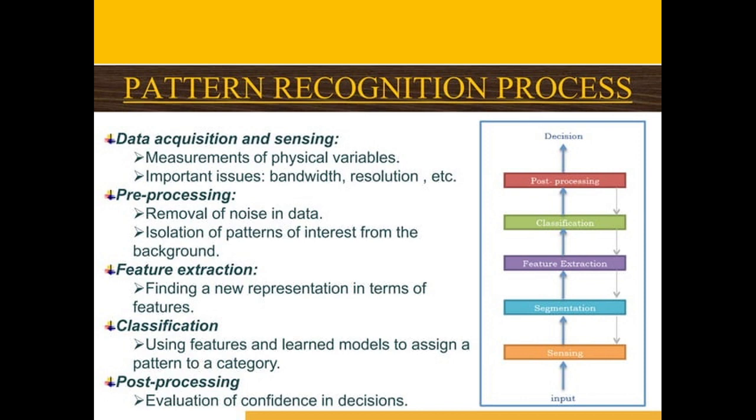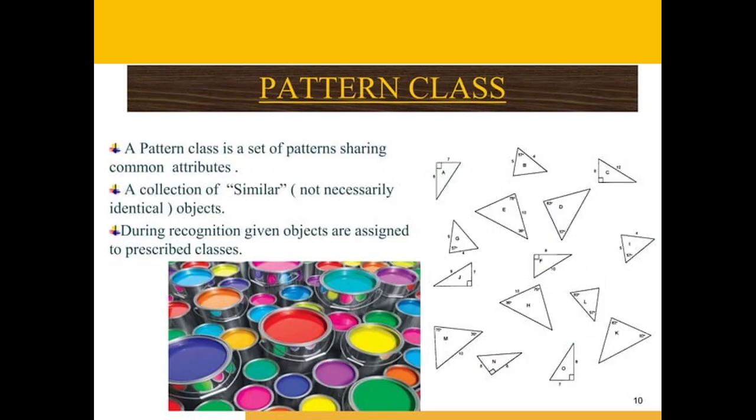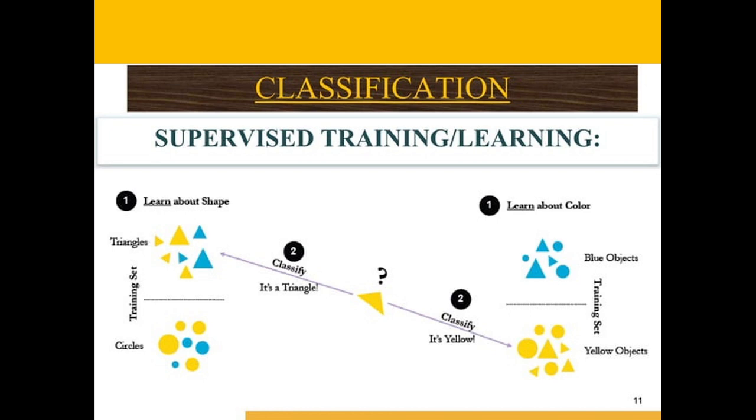The same is shown in the flow chart also. For this model, we can create a statistical model, syntactic model, template matching model or neural network model. Each model has its own algorithms also. Here we also have to define a class, the pattern class. It is a set of patterns sharing common attributes, so a collection of similar objects is very important. During recognition, the given objects are assigned to prescribed classes. So these are the algorithms for how the system is trained or learns, and how it classifies.